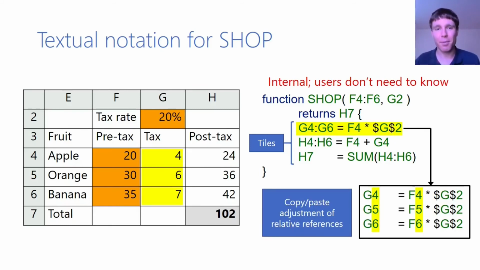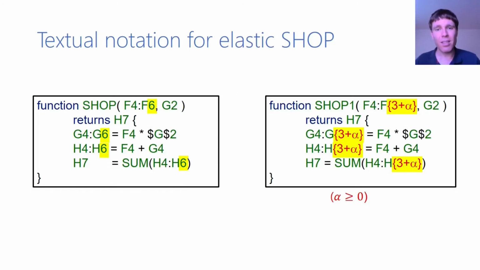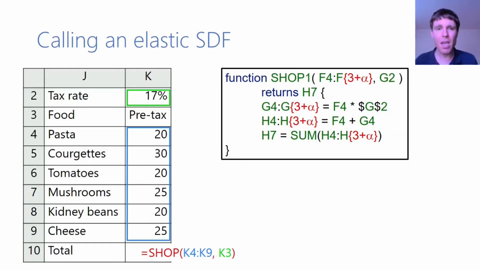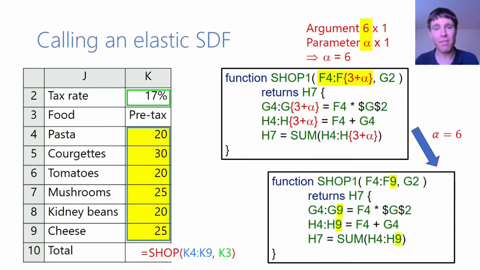We can now write the elastic SDF that we want in this notation by introducing a length variable alpha that can take any non-negative integer value. Of course, if we set alpha to 3, we get the original shop back. We'll call this elastic SDF shop1 for reference in this talk, though the user would invoke it using the original name shop. When an elastic SDF is called, we set the length variables to match the argument sizes, in this case setting alpha to 6, and substitute them into the definition, giving an ordinary SDF that we can evaluate as before.